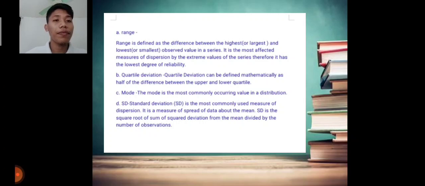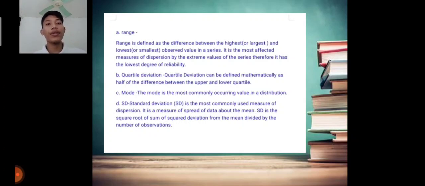So, dili siya mao. Letter C, the mode is the most commonly occurring value in a distribution. So, distribution of numbers, so the mode. Letter D, standard deviation is the most commonly used measure of dispersion. It is the measure of data about the mean. It is the square root of the sum of squared deviations from the mean divided by the number of observations. So, kanang standard deviation, mao man ang counterpart sa mean.